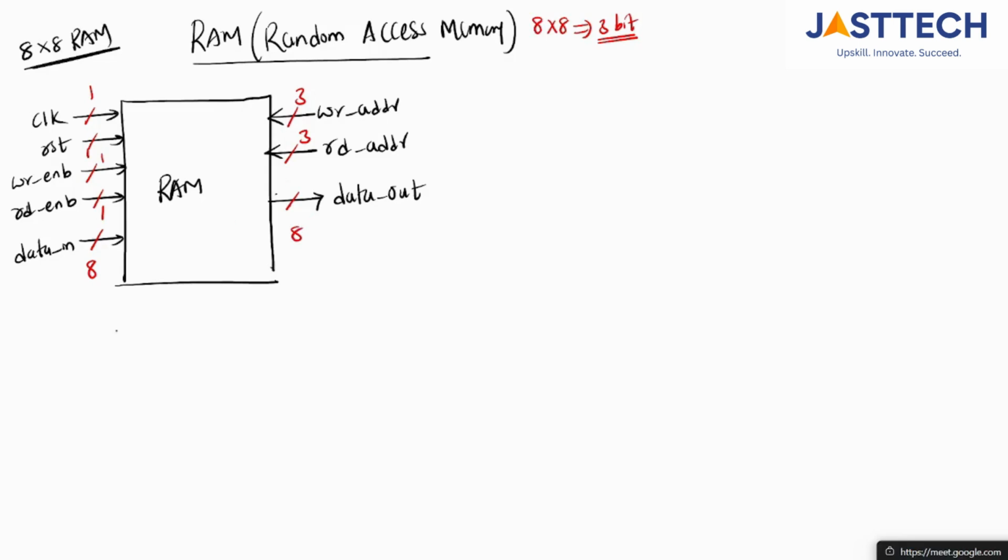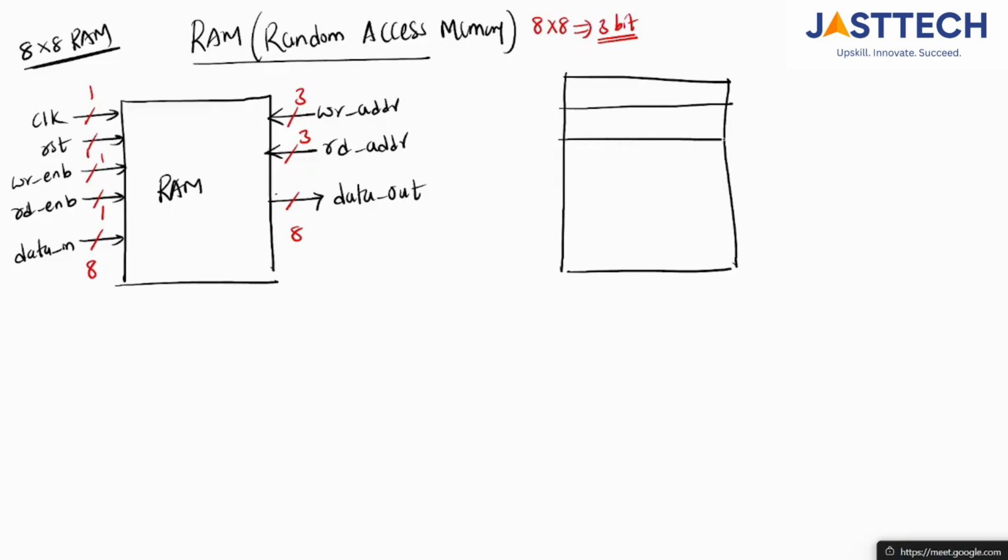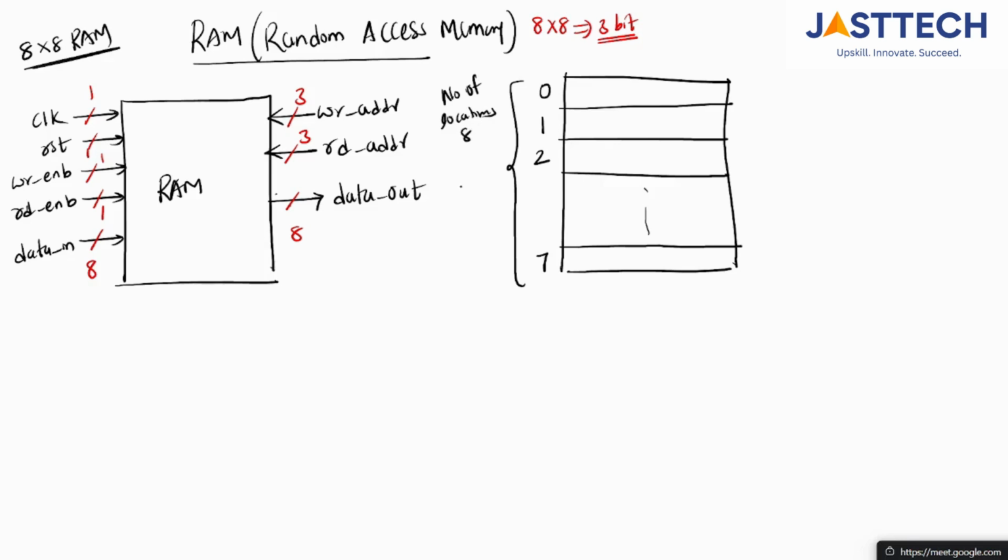Okay, so here if you see the 8x8 RAM, total how many locations do you have? Can anyone say how many locations you have? 0, 1, 2 up to 7. So total 8 locations you have. Number of locations is 8, and this is what we call the depth of the RAM.